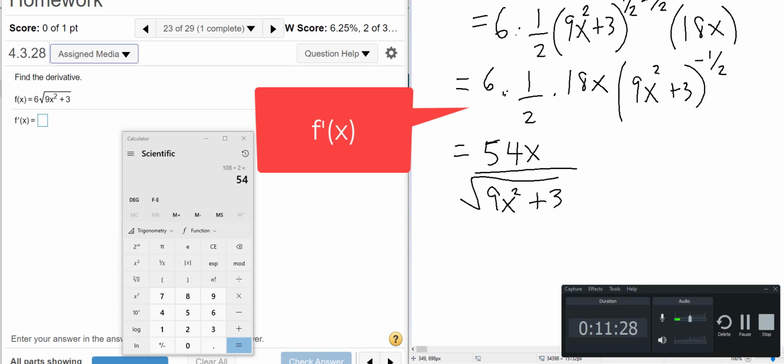You see what I did here? This negative exponent moves this base to the bottom, and a 1/2 exponent means a square root.